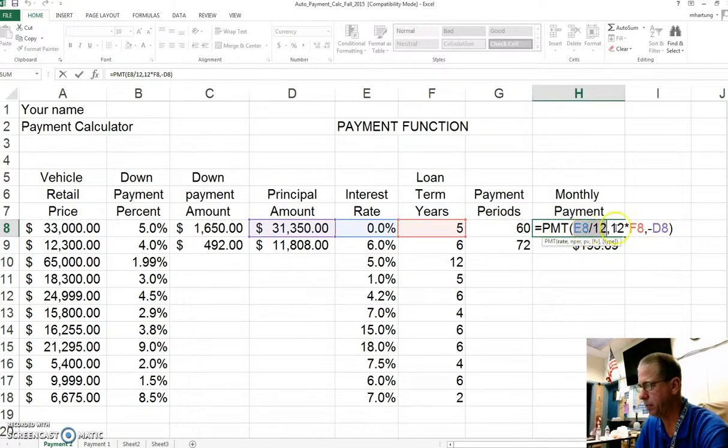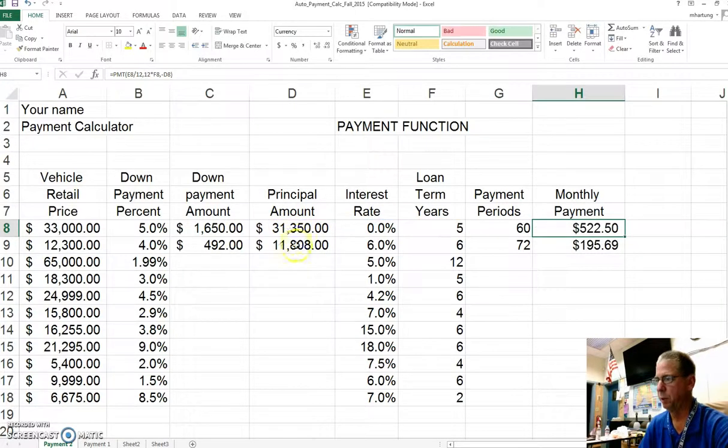The next item is the number of payment periods. In this case, I put 12 times F8, but we could simply just click on the 60. And then the principal amount, or the loan amount, we have to put in as a negative for some reasons that we won't discuss here, but D8 is the amount that we're actually borrowing. Let's take a look at this one.